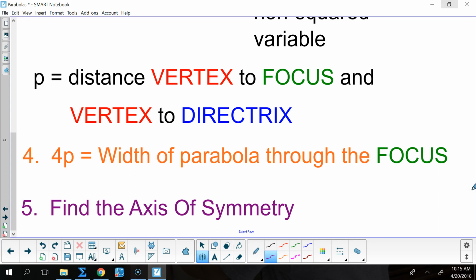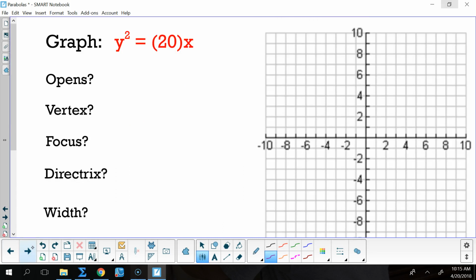Okay? Ready to put it to work? Let's do it. So, here's the first one. I gave you some graph paper today. You have plenty of graphs on there to graph the 3 that I want to get through in the next 20 minutes, which is more than enough time. Okay? So, first one is y squared equals 20x.